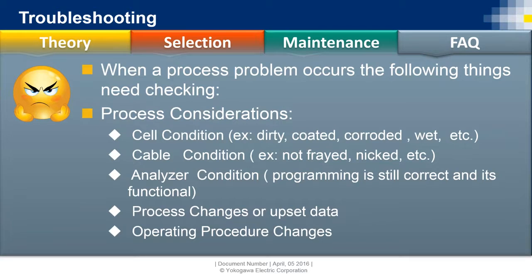So when a problem occurs, this is what we normally do. We check your cell condition, pull it out. I check to see if it's dirty, if it's coated, corroded, if the cable connection's wet, just like we do with pH, and make sure that there's no nicks, there's no frays from pulling it through the conduit. And then I check the analyzer programming.